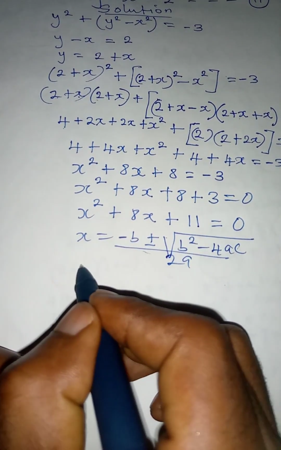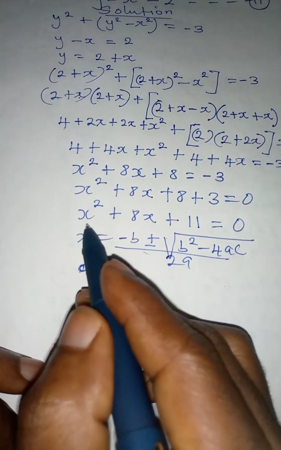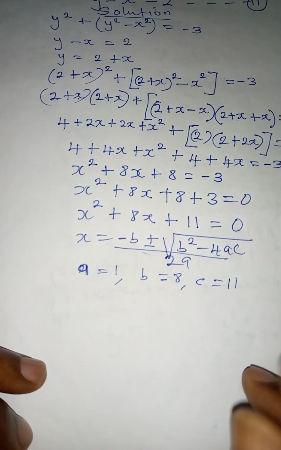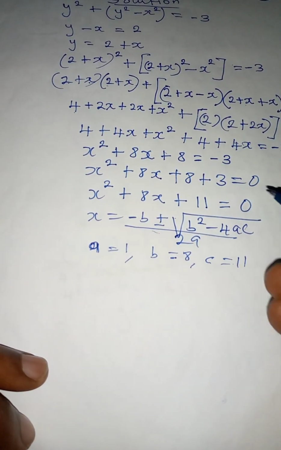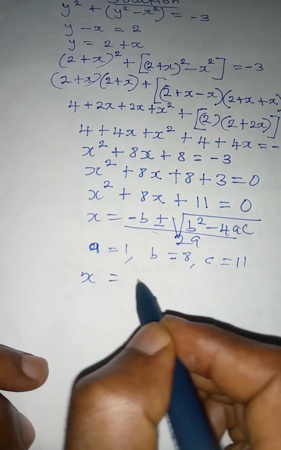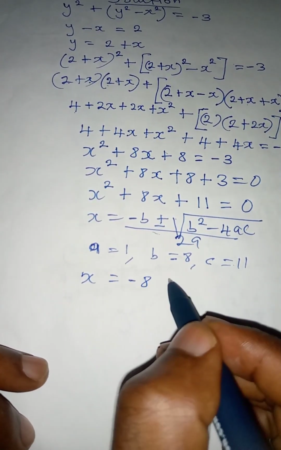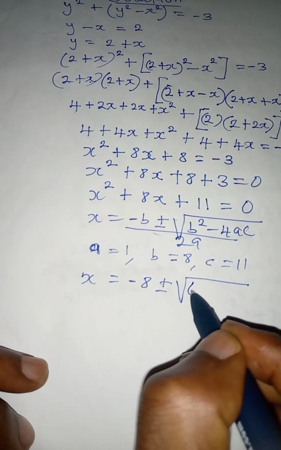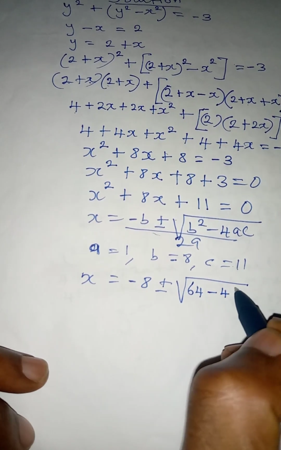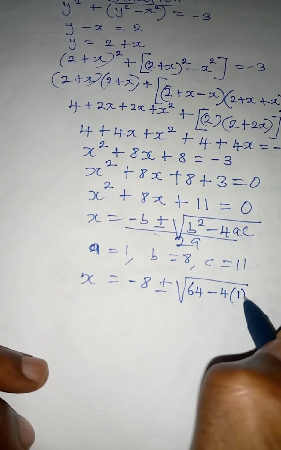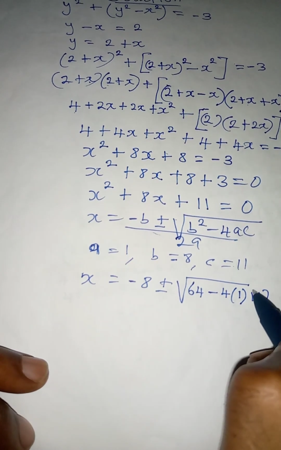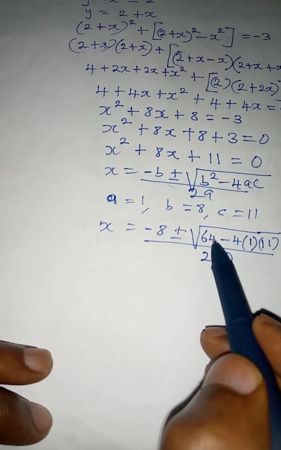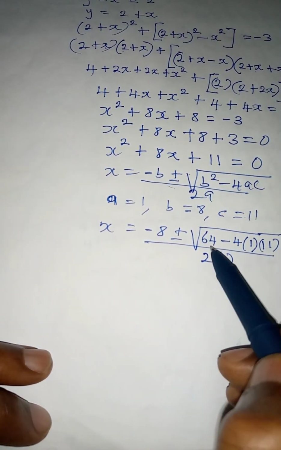From this equation, we have that our a, the coefficient of x squared, is equal to 1. Our b is equal to 8, and c is equal to 11. So let's substitute into the equation. We have that x will be equal to minus b, which is 8, so we'll have minus 8, positive or negative, b squared, which is 8 squared, and that will give us 64, then minus 4 multiplied by a, which is 1, then c is 11, so I'll multiply by 11, and everything will be over 2 times 1. I jumped a step there. How did I get 64? It is 8 times 8, that is 8 squared, 64.